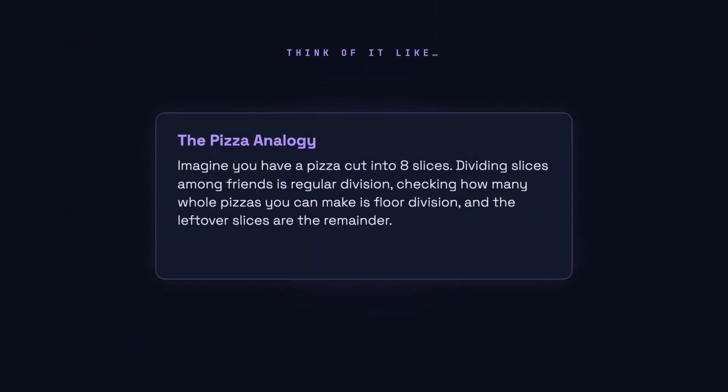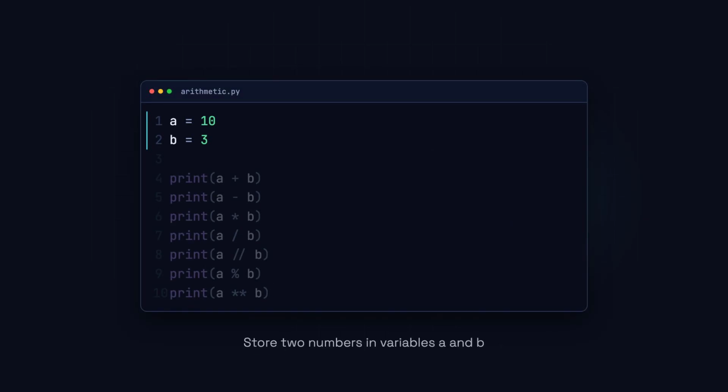Think of slicing a pizza. Regular division tells you the exact share per person. Floor division tells you how many complete pizzas you can hand out, and the percent operator tells you how many slices are left over. We start by storing 2 numbers in variables. We will use 10 and 3 throughout the whole example, so it is easy to follow along.